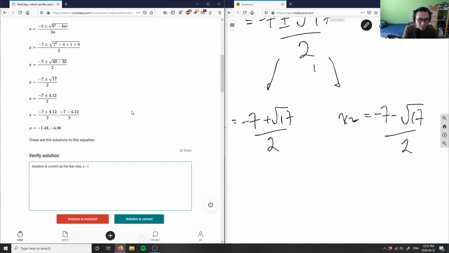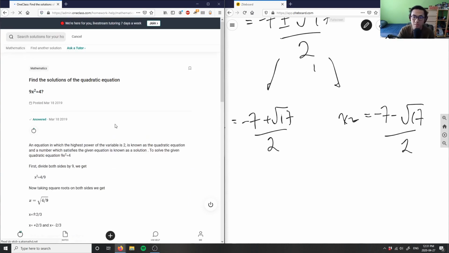x should equal negative 1.44, and the other should equal negative 7 minus root 17 over 2, which is negative 5.56. Great analysis though. The solution here is incorrect. The correct answers are negative 1.44 and negative 5.56.